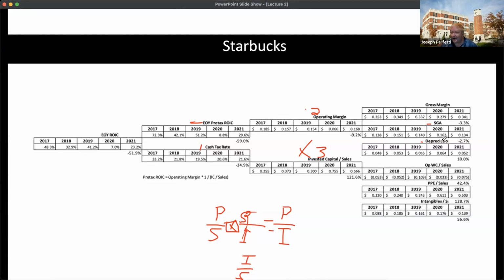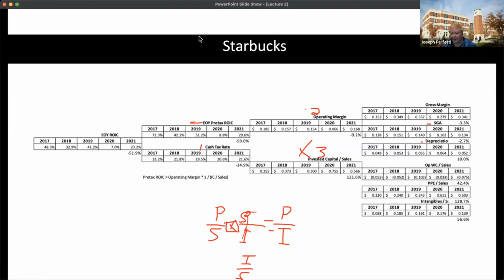We're going to take the non-cash depreciation out. So this is cash gross margin, cash SG&A, depreciation. Gross margin minus SG&A minus depreciation equals EBIT. This is basically EBITDA. EBITDA minus depreciation is EBIT. These are the 3 things that explain the operating margin.